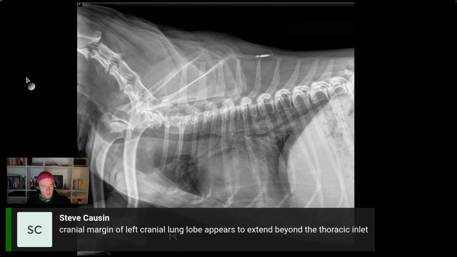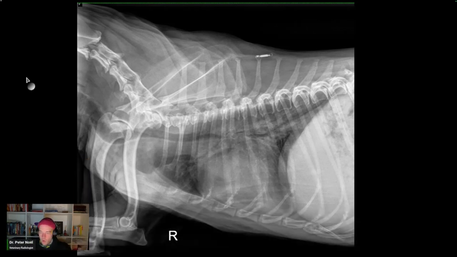Oh, Steve, sharp man. I love it. Cranial margin of the left cranial lung lobe appears to extend beyond the thoracic inlet. And you are right, it does appear to do that. I agree, man.